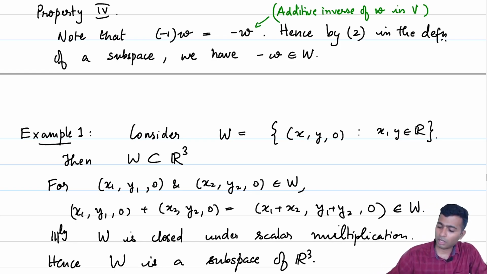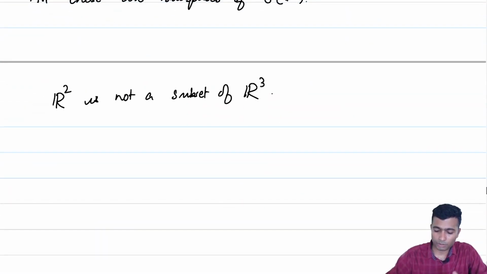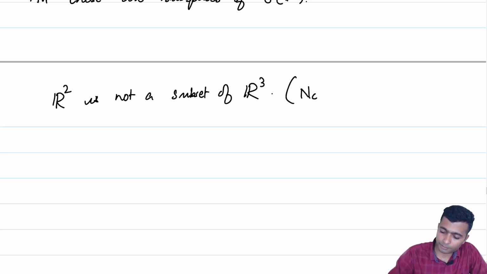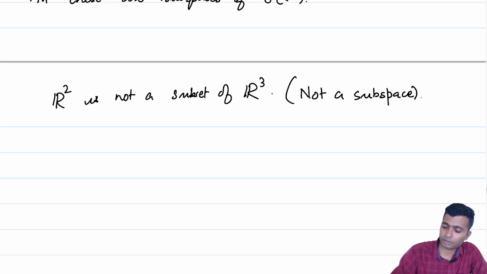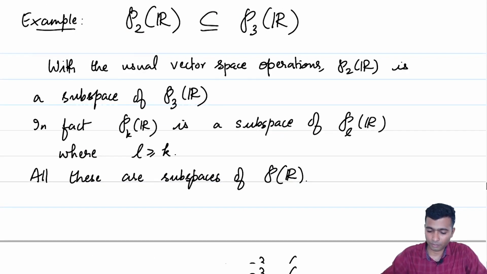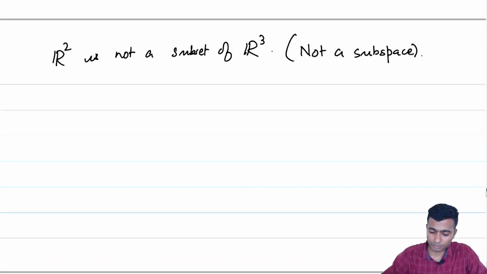This is an element in R3 which has 3 coordinates. R2 is the Cartesian product of R with itself, just twice, not a subspace, not a vector subspace. Okay, let us look at more examples.